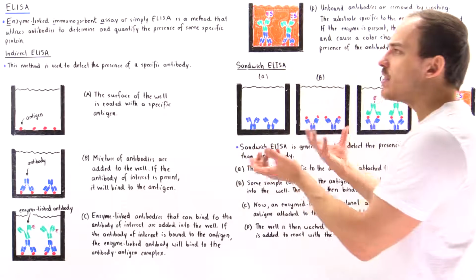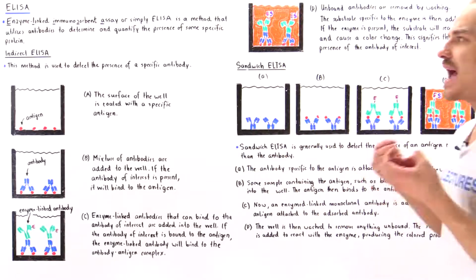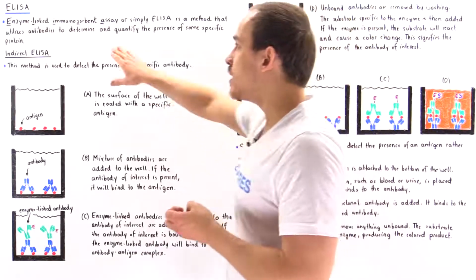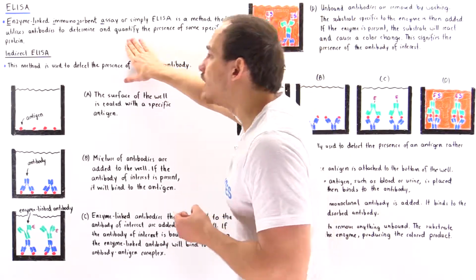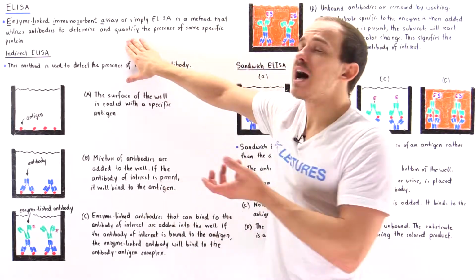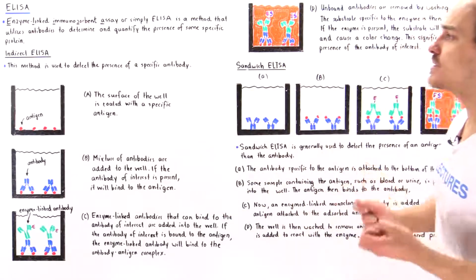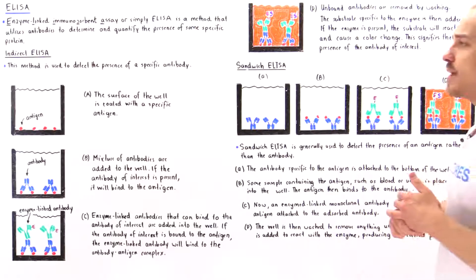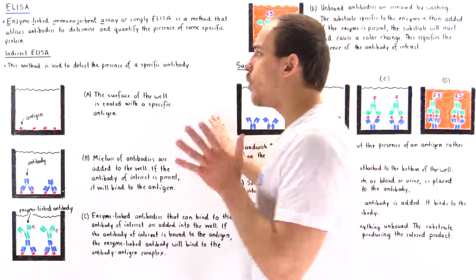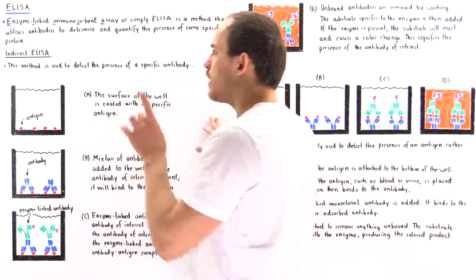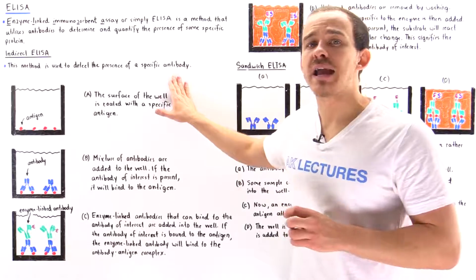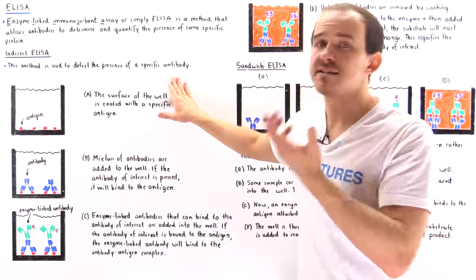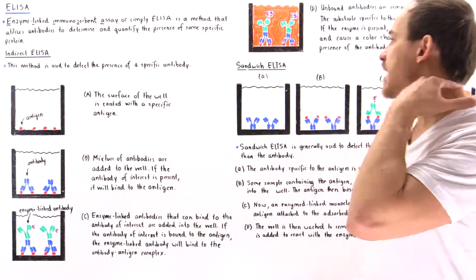So this method not only allows us to determine the presence of the antibody, it also allows us to quantify, to determine what the concentration is of that particular antibody in our mixture. So the entire point of this indirect ELISA method is to basically test for the presence of our antibody inside that sample. For example, inside that blood sample.